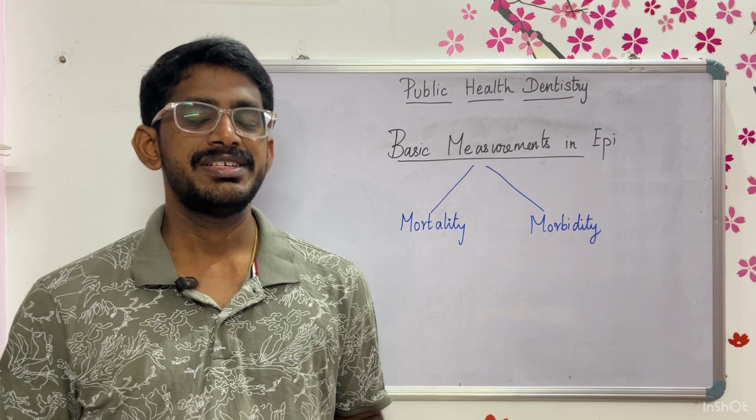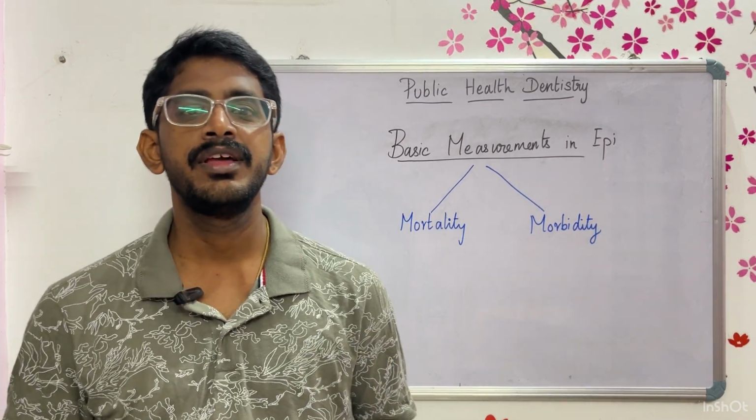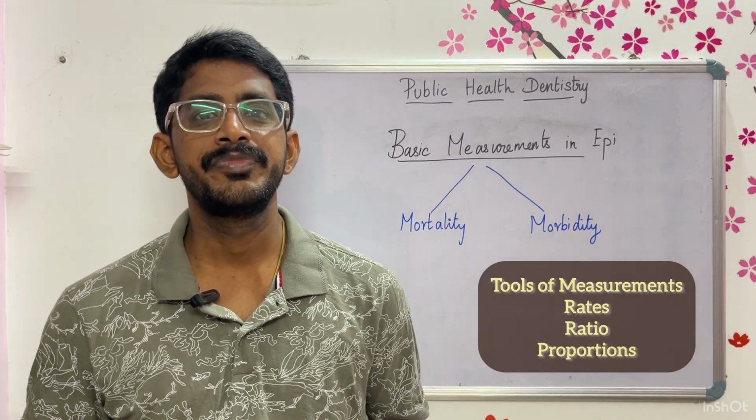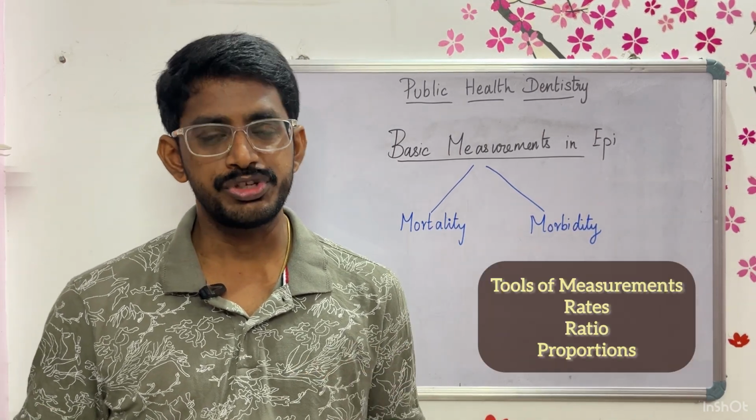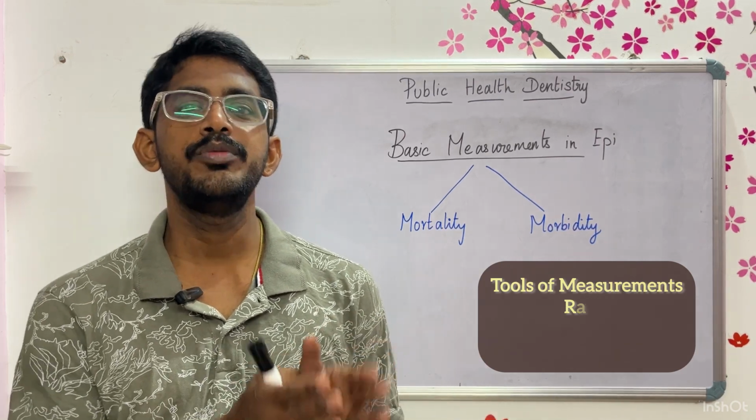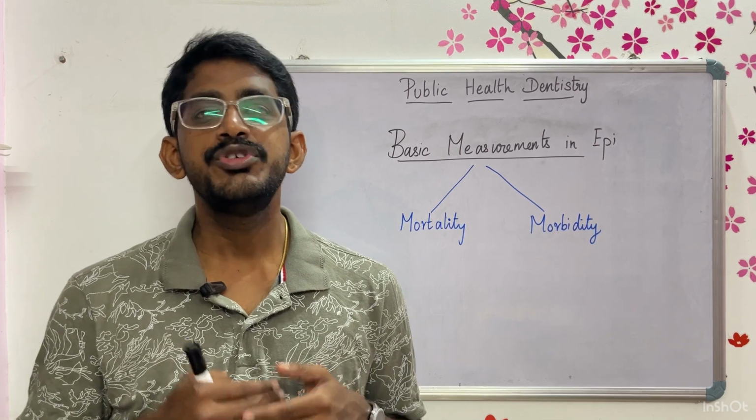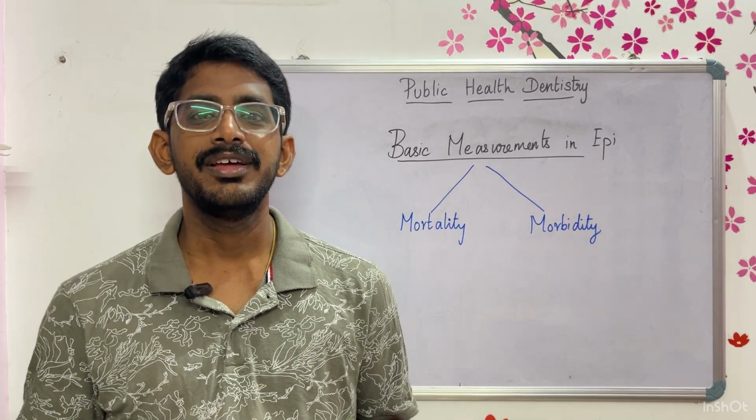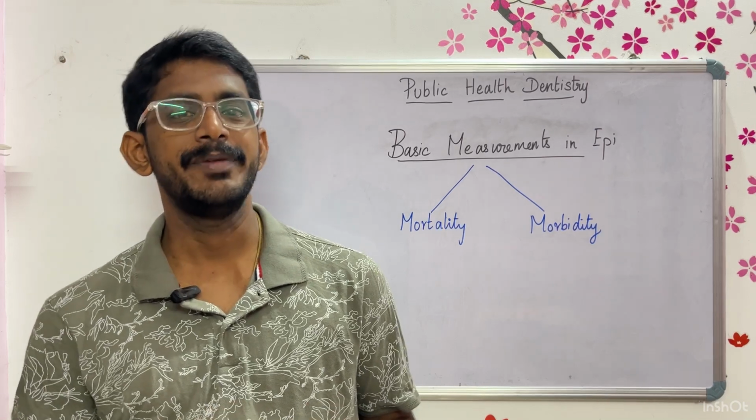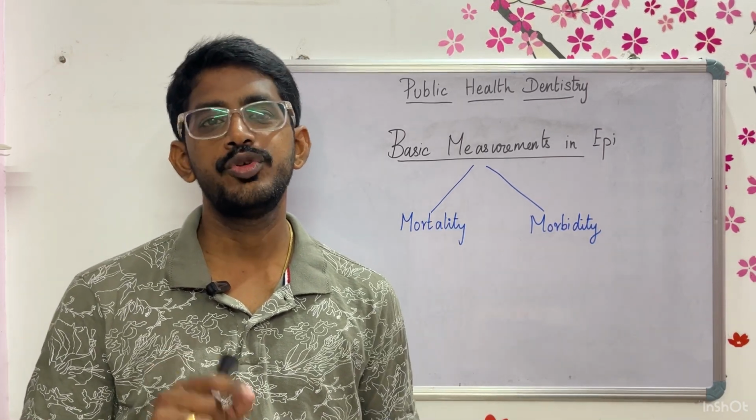So in this video, let's see basic measurements in epidemiology. Our previous class was on tools of measurement. Rate, ratio and proportion tell us how to measure something. Okay, how to measure in epidemiology. After knowing how to measure, we should know what to measure. Okay, what is it that we should use these tools to measure. So this answers the question what to measure.